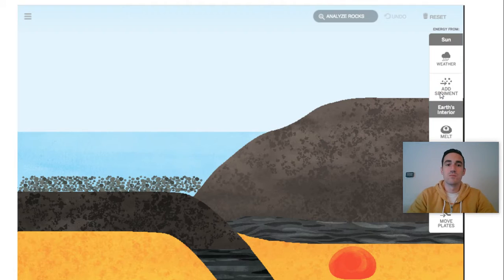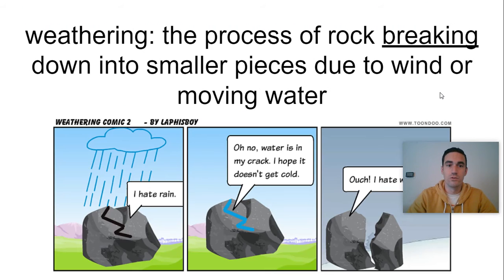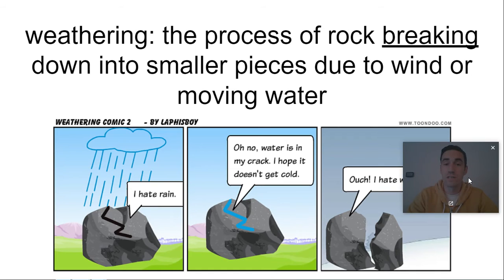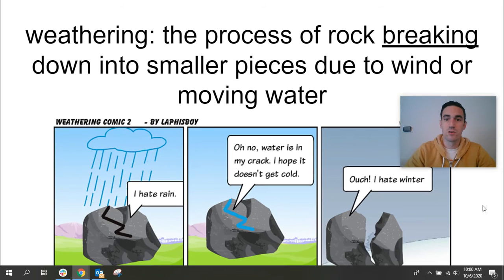Another word that you should be much more familiar with is erosion, or weathering and then erosion. We'll do weathering first. Weathering is the process of rock breaking down into smaller pieces due to wind or moving water. So it could be water, could be wind, could also be ice, as you see in that cartoon there.